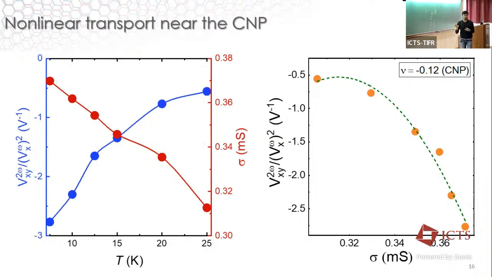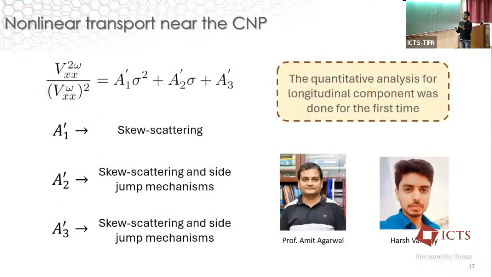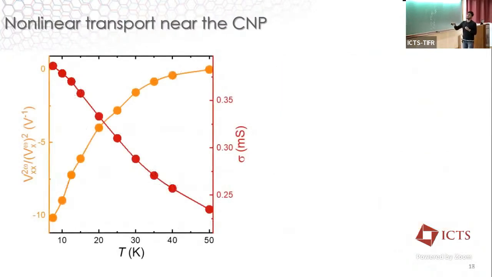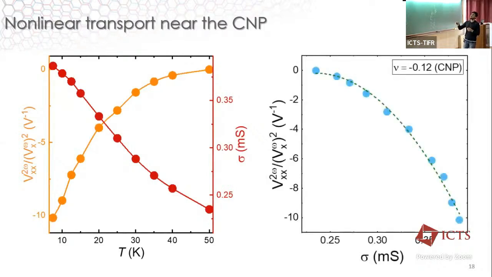Now, this is something that was already reported and shown earlier. What we could do is, our theoretical collaborators, Professor Amit Agarwal and Harsh, calculated the exact similar relation for the longitudinal component, which was not done earlier. All these different A1 prime, A2 prime, A3 prime are quantitatively and qualitatively different, but the overall relation is very similar. Experimentally, when we looked at the normalized version of xx 2-omega as a function of sigma, we saw an exact match with the theory.